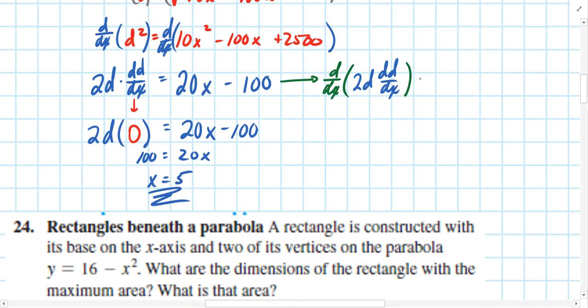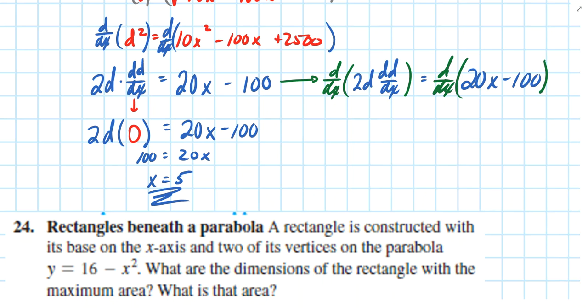and that was equal to 20x minus 100. And so when I apply the derivative with respect to x to that, we will be well on our way. In fact, in this second line, the derivative with respect to x of 20x minus 100 is simply 20. The only challenging computation we have is this guy right here, which is technically a product rule, so we'll be careful of that.